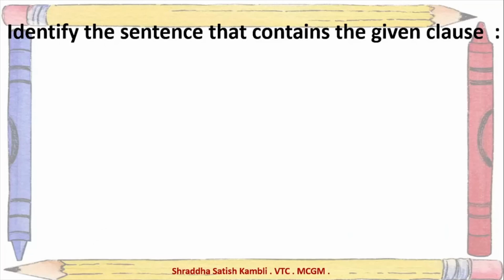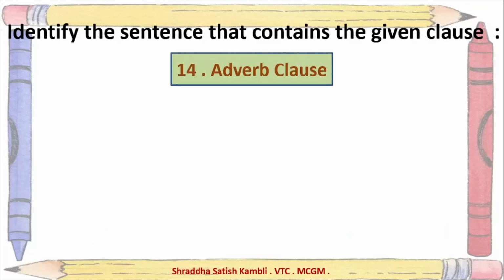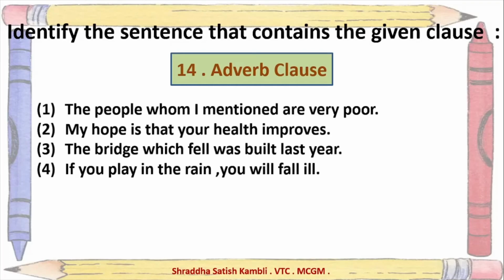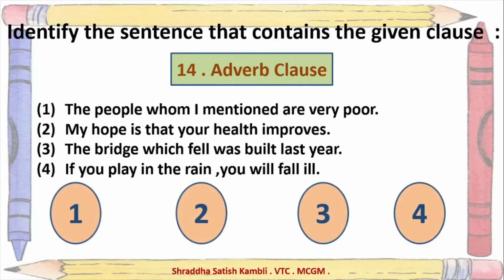Coming to the last example, you have to identify the adverb clause in the sentence. Here are the sentences. So which sentence contains an adverb clause? The people whom I mentioned are very poor. My hope is that your health improves. The bridge which fell was built last year. If you play in the rain, you will fall ill. So in which one of these sentences will you find an adverb clause? Yes, it will be the last one. If you play in the rain, you will fall sick or you will fall ill.